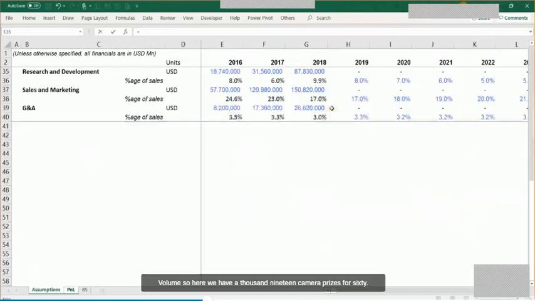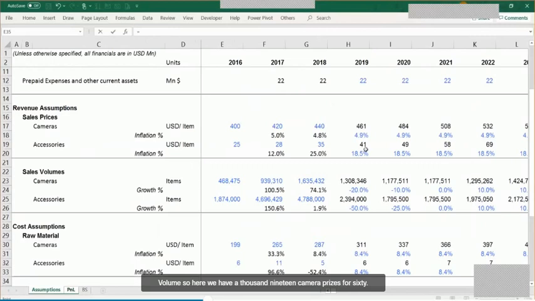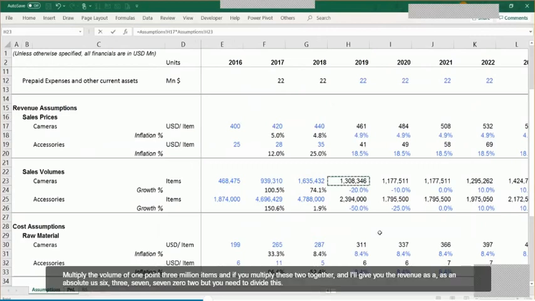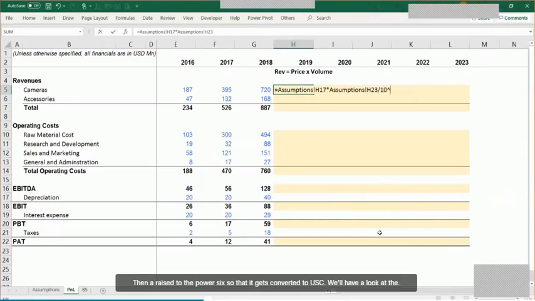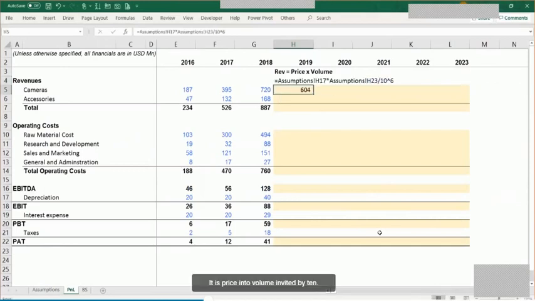So here we have the 2019 camera price of 461 multiplied by the volume of 1.3 million items. If you multiply these two together, it will give you the revenue as an absolute USD 603,770,242. But you need to divide this by 10 raised to the power 6 so that it gets converted to USD million. So have a look at the formula. It is price into volume divided by 10 raised to the power 6, because all the items in this sheet I want to show as USD million.